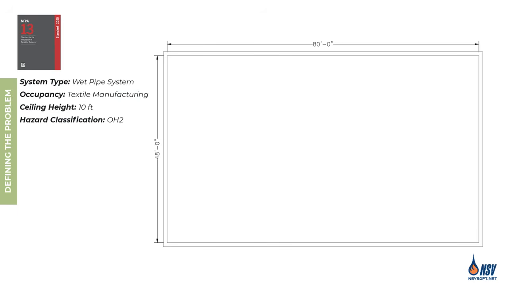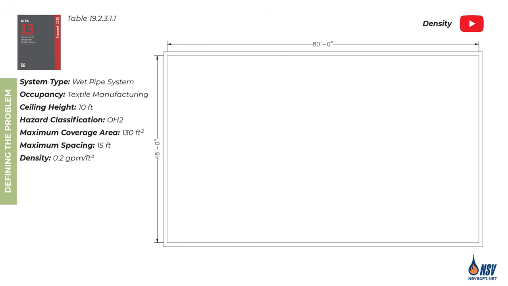Therefore, based on Table 102421B, the maximum coverage area for standard spray sprinklers is 130 square feet, with a maximum spacing of 15 feet. Table 192311 specifies that the required density for Ordinary Hazard Group 2 is 0.2 gallons per minute per square foot, with a design area of 1,500 square feet.